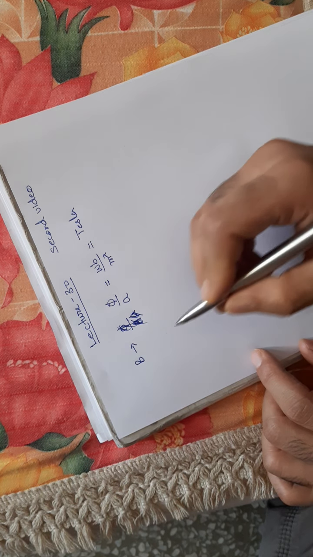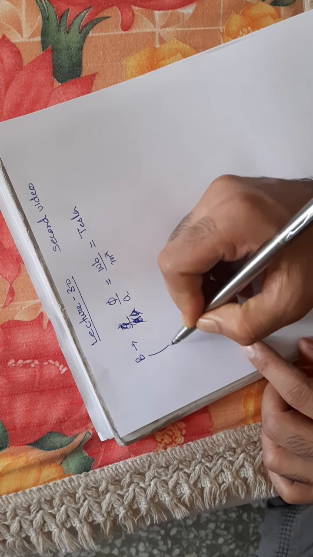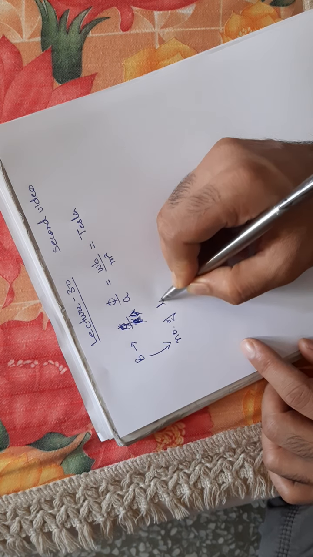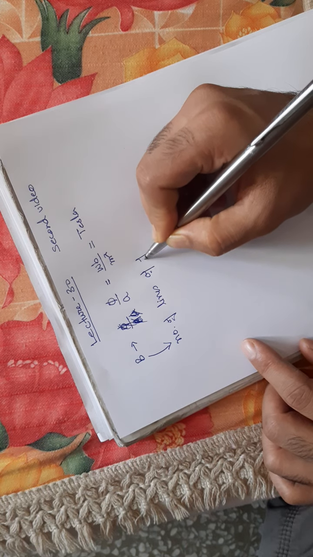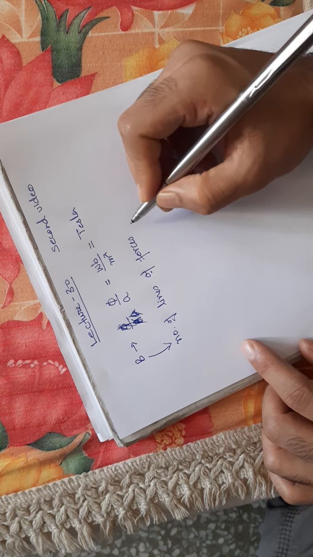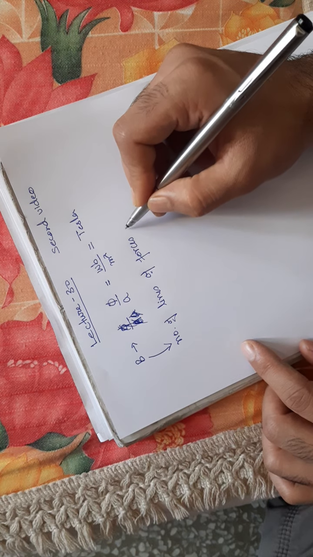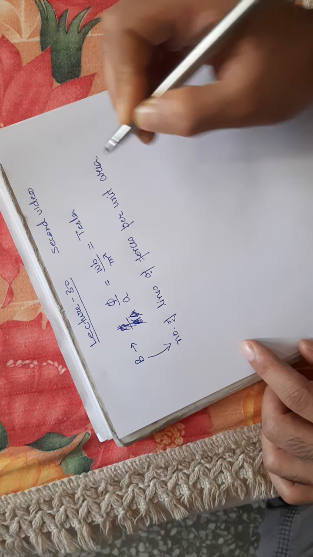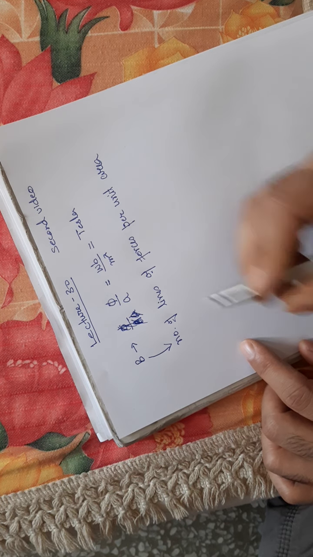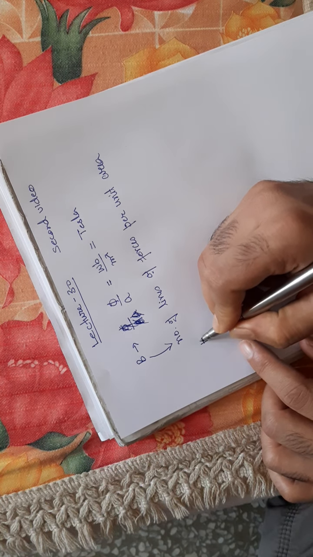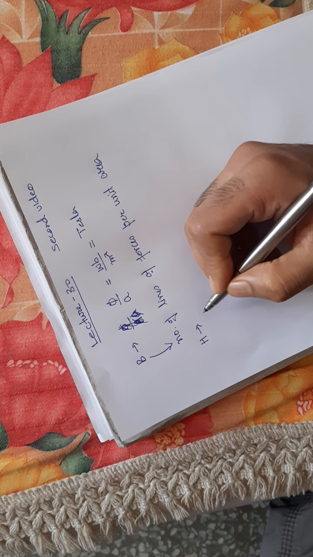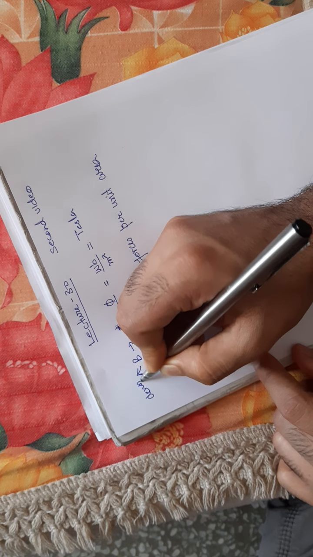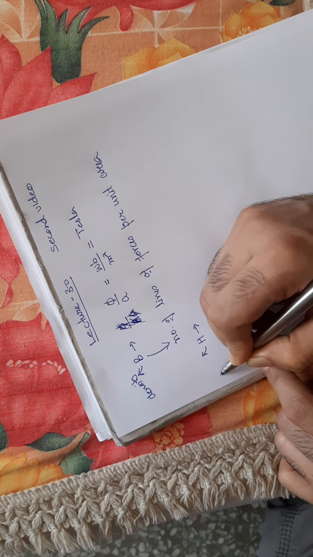So what is B? B is basically the number of lines of forces, meaning magnetic lines of forces, per unit area. Now the second quantity was H. What is H? H is nothing but magnetic field intensity. B is density and H is intensity.